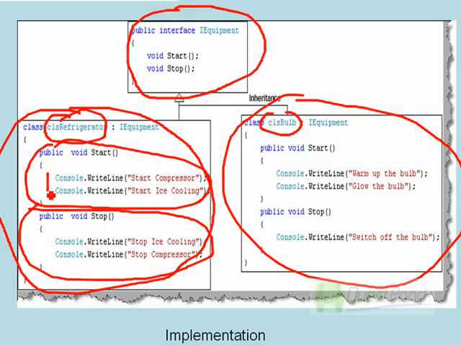Now, every one of these start and stop methods has its own implementation. For example, to start a refrigerator, I need to start the compressor and start the ice cooling. But if I need to start the bulb, I just need to warm the bulb and blow the bulb. In the same way, if I need to stop a refrigerator, I just need to stop the ice cooling and then stop the compressor. If I need to stop the bulb, I just need to switch off the bulb. So the implementation of every one of these equipments is different. So whatever I've shown you now is the implementation.